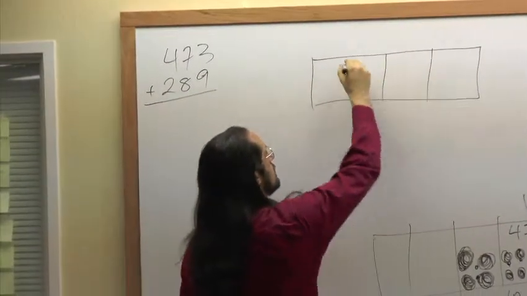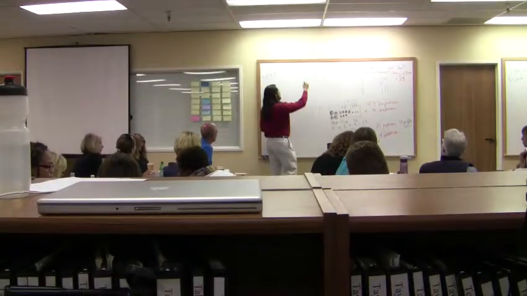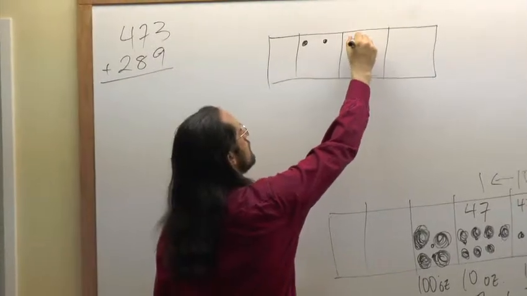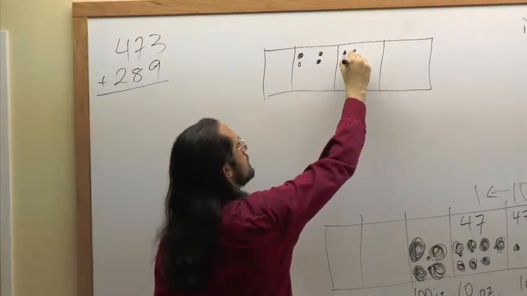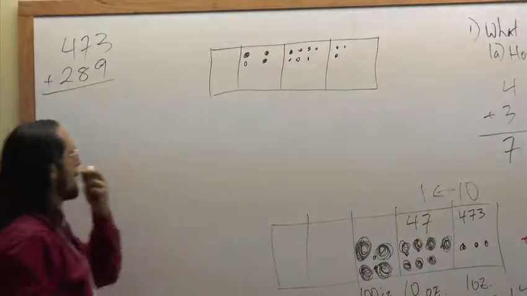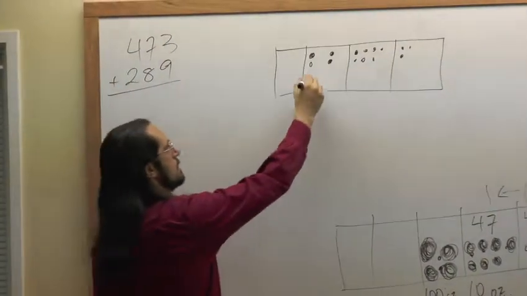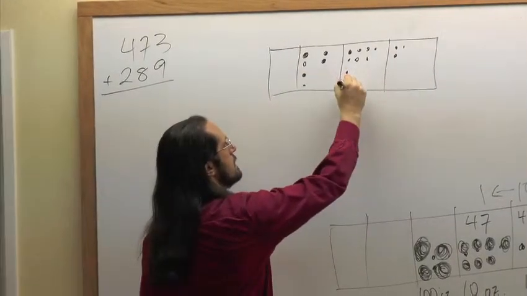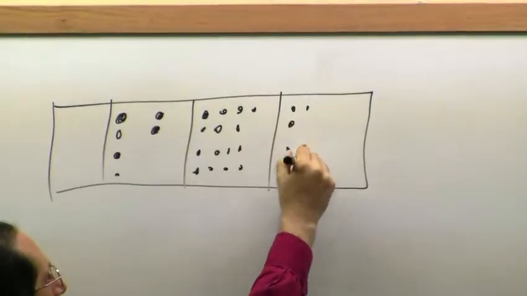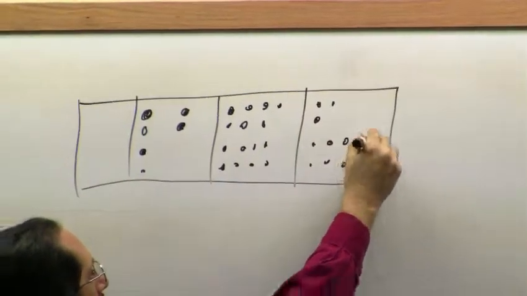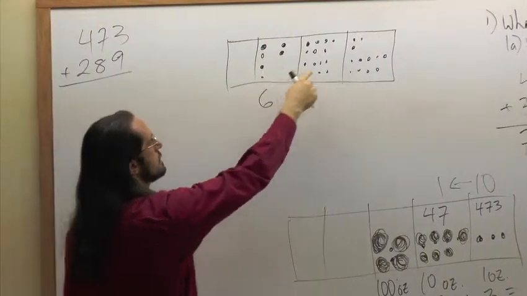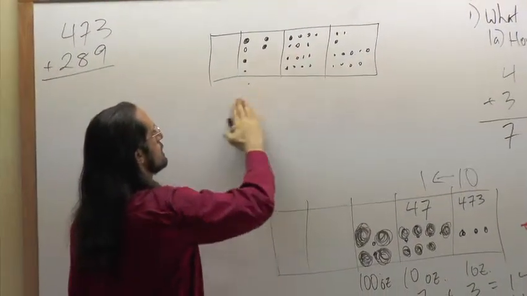It's pretty straightforward. You put 473 pebbles in. I'm not going to draw them to scale. 400, oh, that looks like that. 73, okay. And then I'm going to put in 289. That's good. And I get 6 there. And right on top, 6.